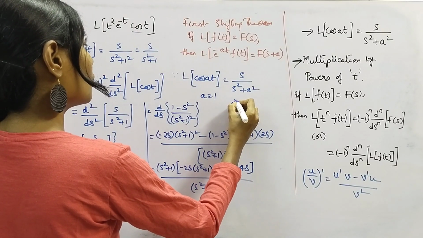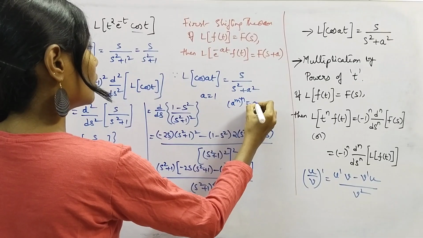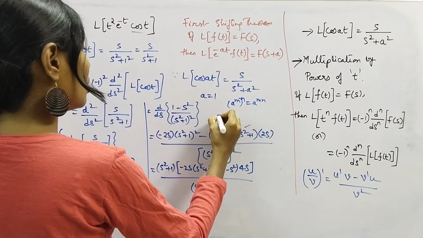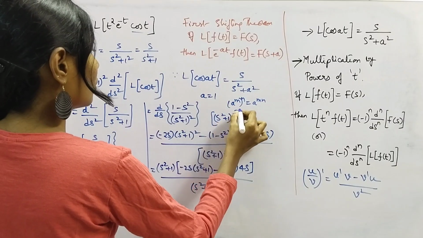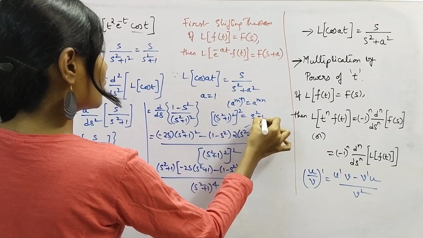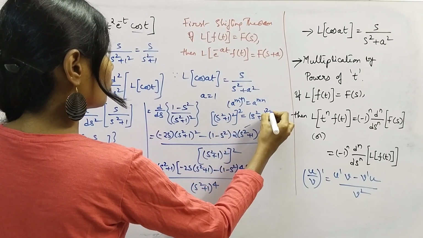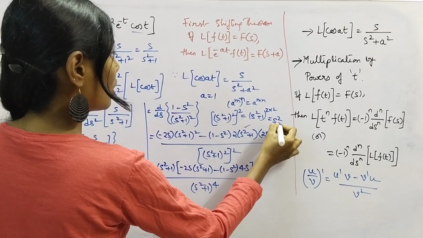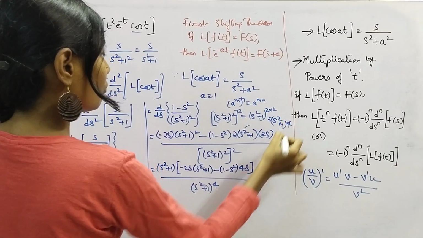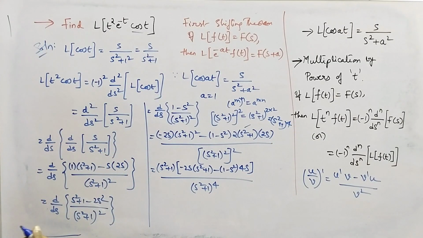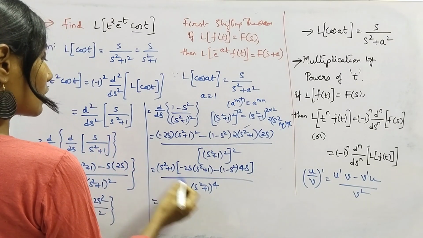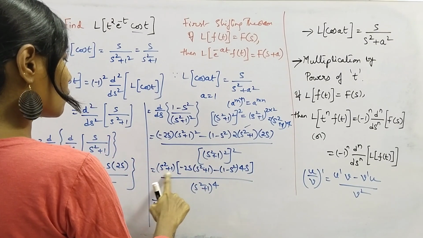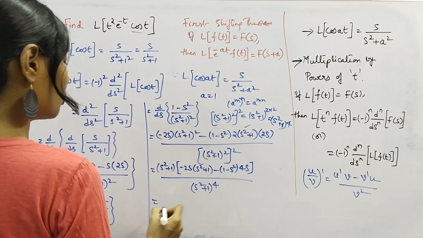We know that a power m whole power n equals a power m into n, right? Likewise, s square plus 1 whole square raised to power 2 can be written as s square plus 1 power 2 into 2, which gives us s square plus 1 power 4, right? Fine. Now just cancel one s square plus 1 from the numerator and also from the denominator.